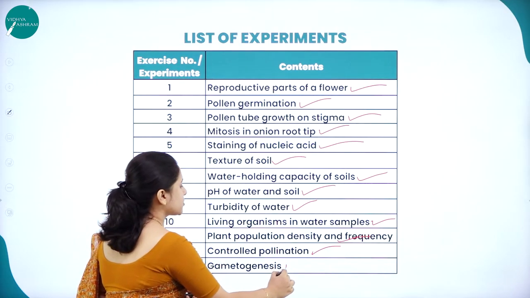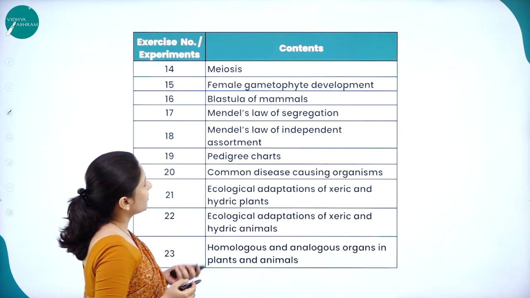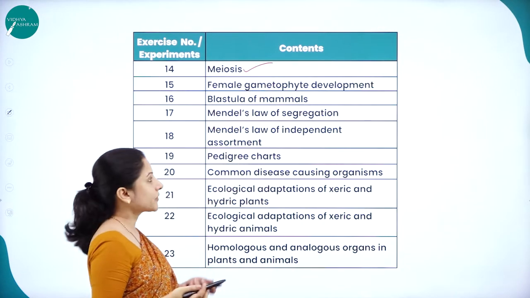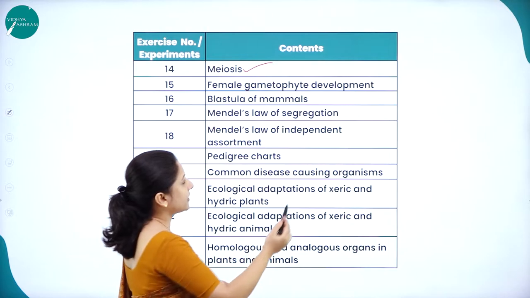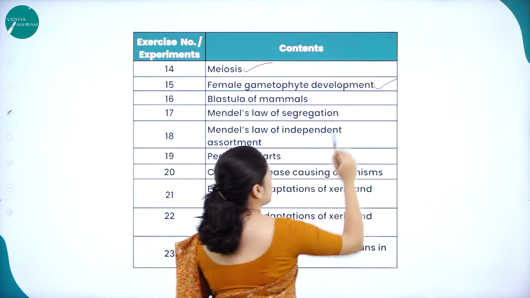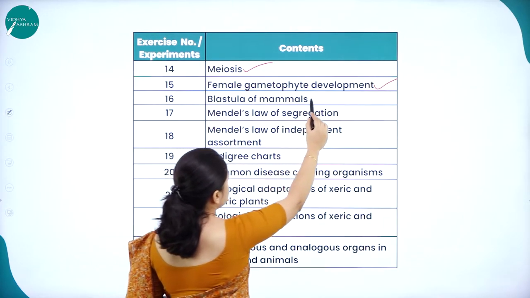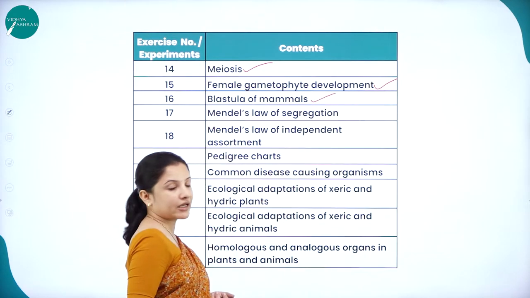Next, we have gametogenesis experiment. After gametogenesis, we have meiosis experiments. All these are slides. Next, you have female gametophyte development. This is also a slide that will be kept, which you need to observe. And next is blastula of mammals. Again, a photograph or a slide of this can be kept.